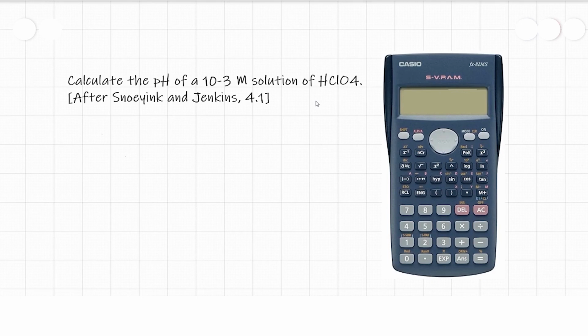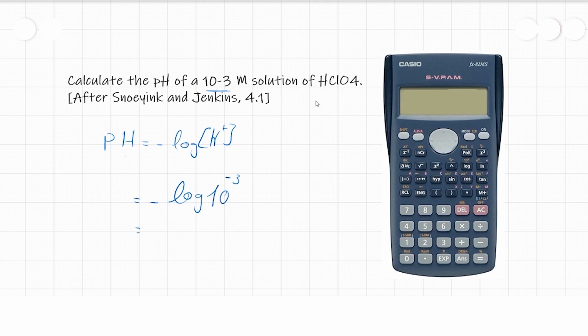Calculate the pH of 10 to the power minus 3 molar solution of perchloric acid. So first I have that pH is equal to minus log the concentration of the hydrogen ions. In here I have the concentration of hydrogen ions 10 to the power minus 3. This means I have pH is equal to minus log 10 to the power minus 3.